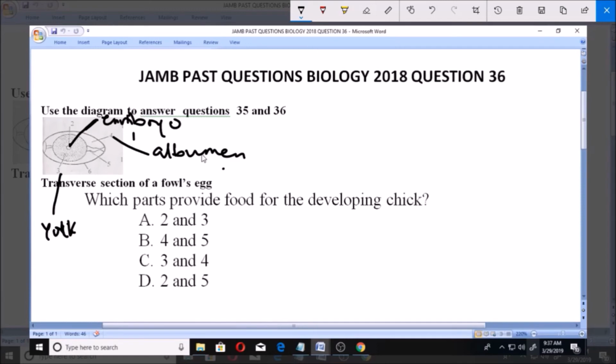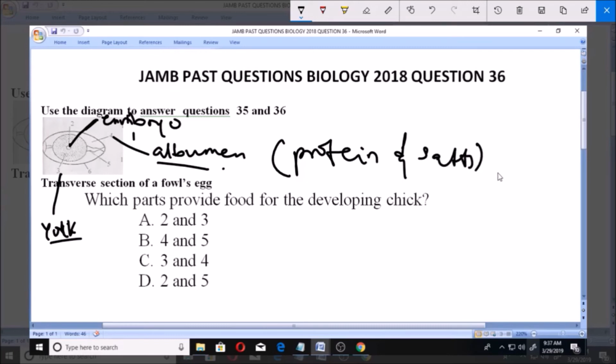You understand? So this albumen, which is 4, and this 3, which is the yolk, the 2 of them combine to provide the food, mainly proteins and salts. They give the developing chick protein and what? Salts, as well as water. And with this, the developing chick can grow effectively.